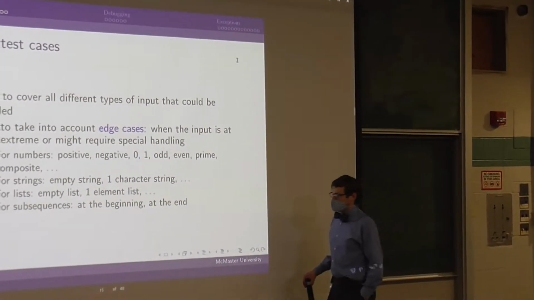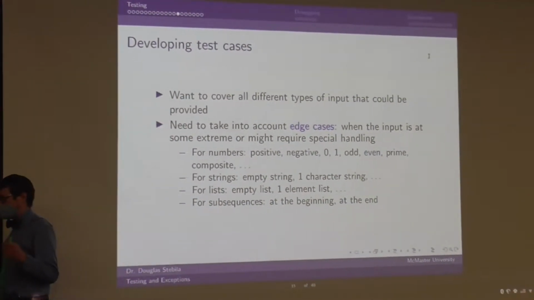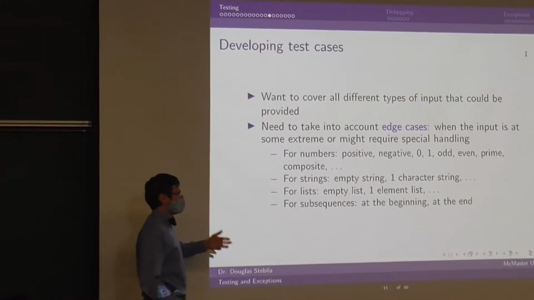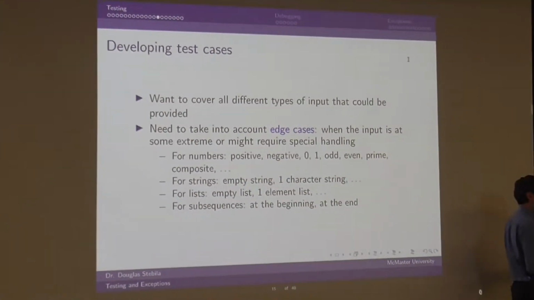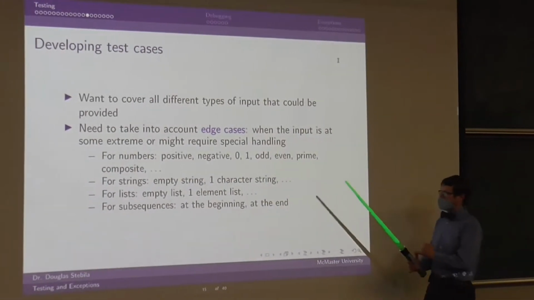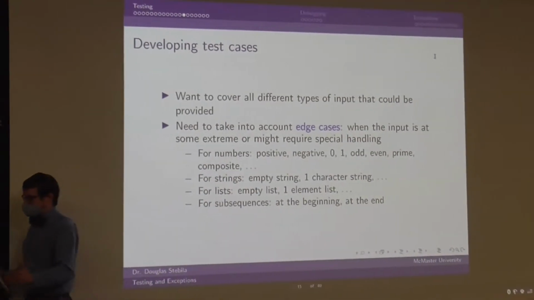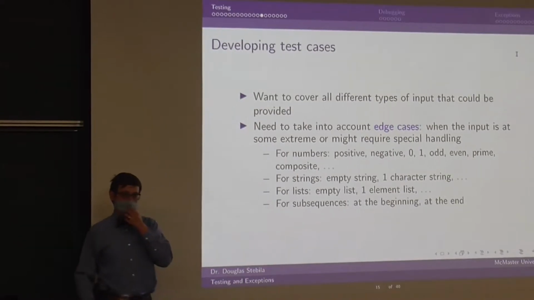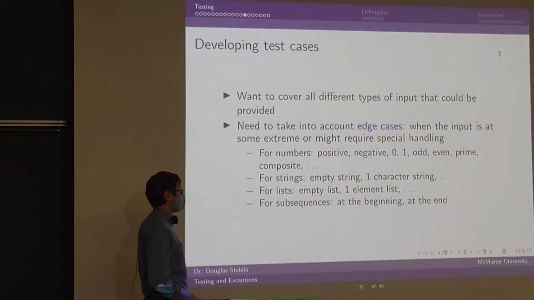So you also want to test all the different types of, for example, numbers that you can have. Does this work with positive numbers? Does it work with negative numbers? Does it work with zero? Does it work with composite numbers? Does it work with odds, evens, primes? Test numbers, right? The more test cases, the more assurance you have that your program is correct, at least if it passes those.